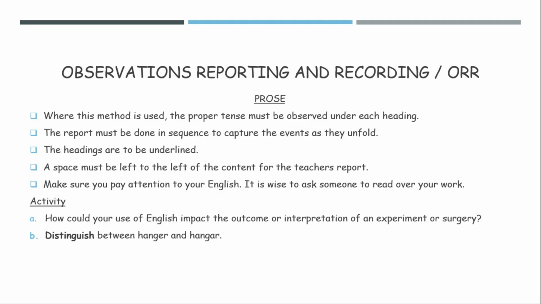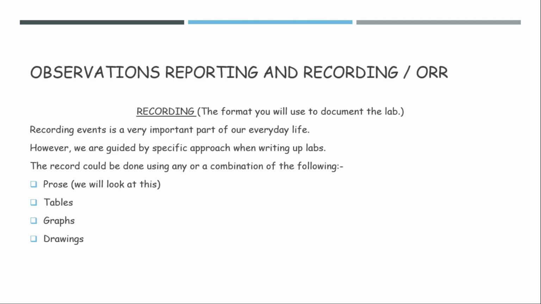Here we have another activity, and we are going to ask you again to write it in your books. So remember, let's go over what we've done so far. Observation is pretty much that which you will detect using your senses, all 5. Prose is the way we are going to be writing up the lab, reporting the lab. Let's go back. We are going to be recording the lab. Very good.